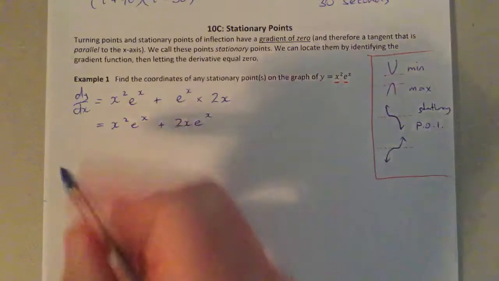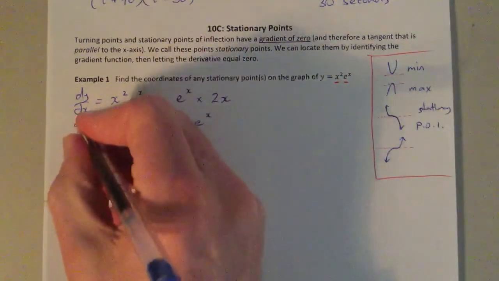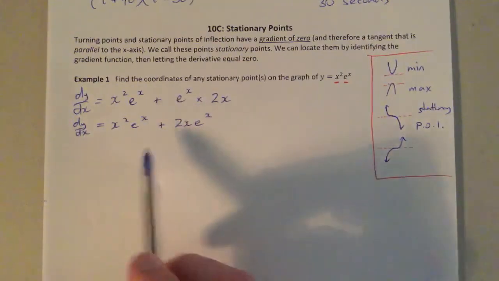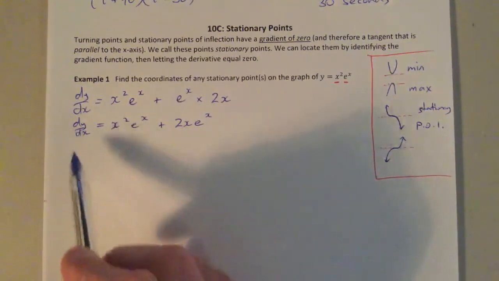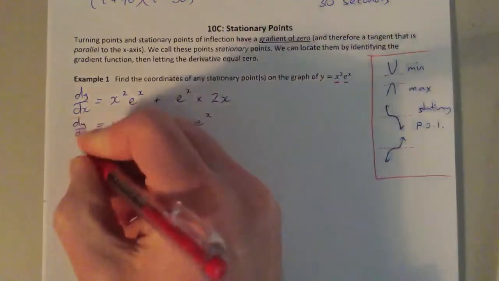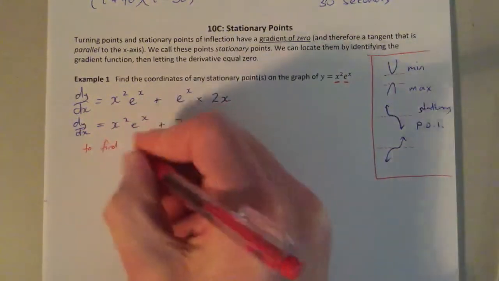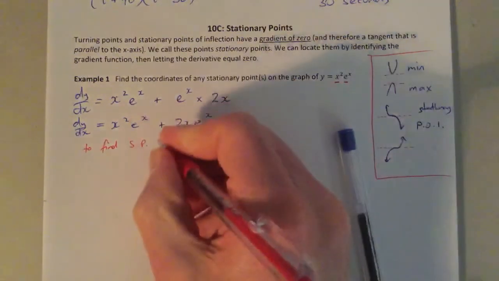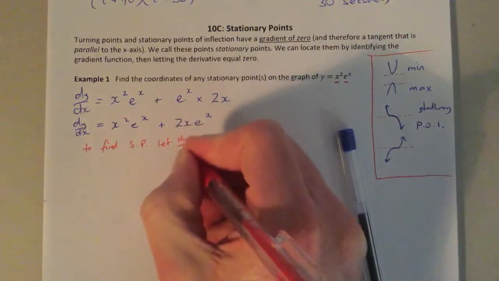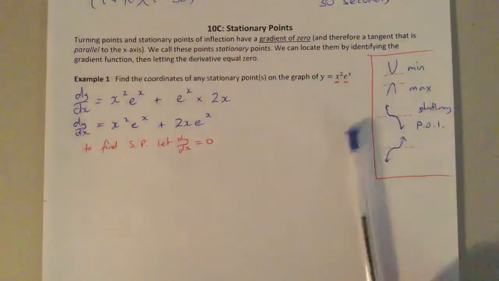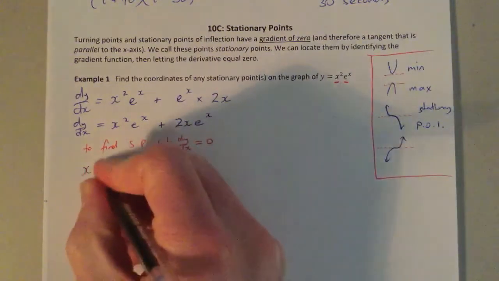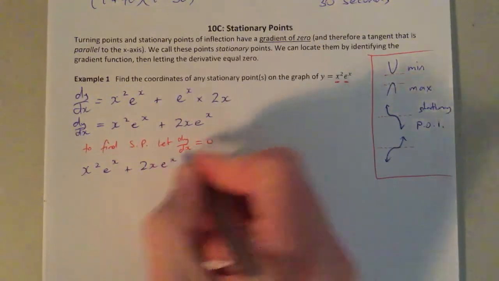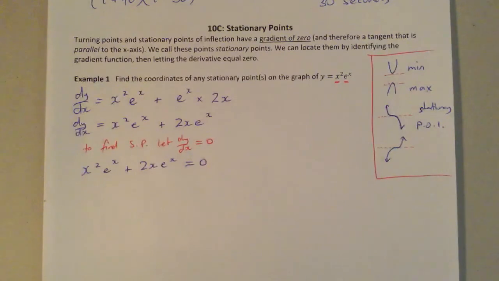Now, we want to know where the stationary points are, and we just talked about that stationary points have a gradient of 0. So if dy dx is representing the gradient, then to find a stationary point, we're going to let dy dx equal 0. And so we're going to get x squared e to the x plus 2x e to the x equals 0.